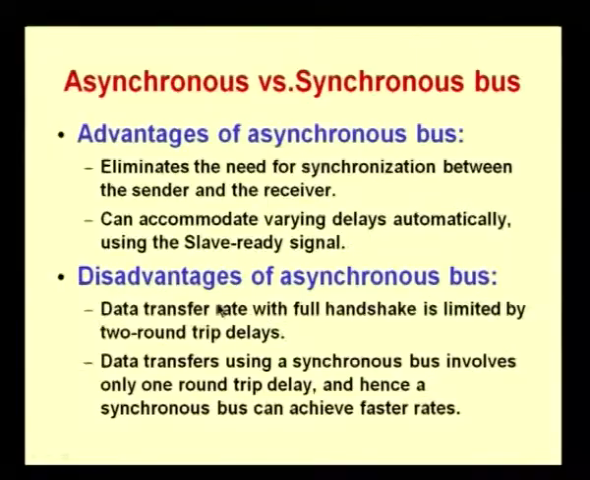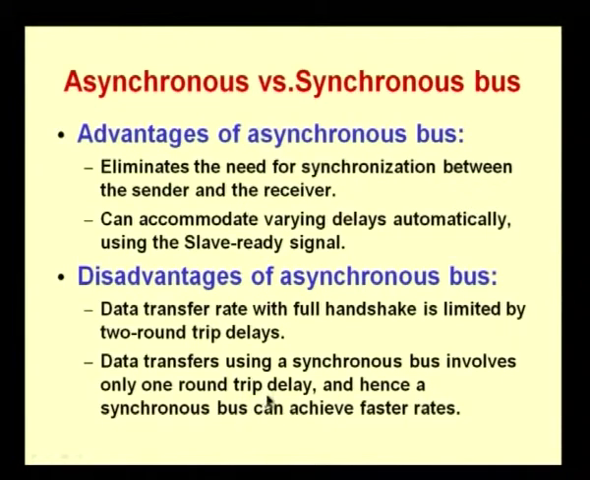The disadvantage is that the data transfer rate with full handshake is limited by 2 round trip delays. What do you mean by 2 round trip delays? You need to have the master ready signal going from one end to the other. Similarly, the slave ready signal going from one end to the other. Whereas data transfers using a synchronous bus involve only 1 round trip delay, and therefore a synchronous bus can achieve faster rates. This is something that we need to keep in mind.